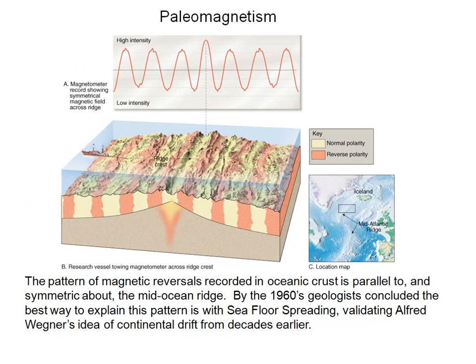The pattern of magnetic reversals recorded in oceanic crust is parallel to and symmetric about the mid-ocean ridge. By the 1960s, geologists concluded the best way to explain this pattern is with seafloor spreading, validating Alfred Wegener's idea of continental drift from decades earlier.